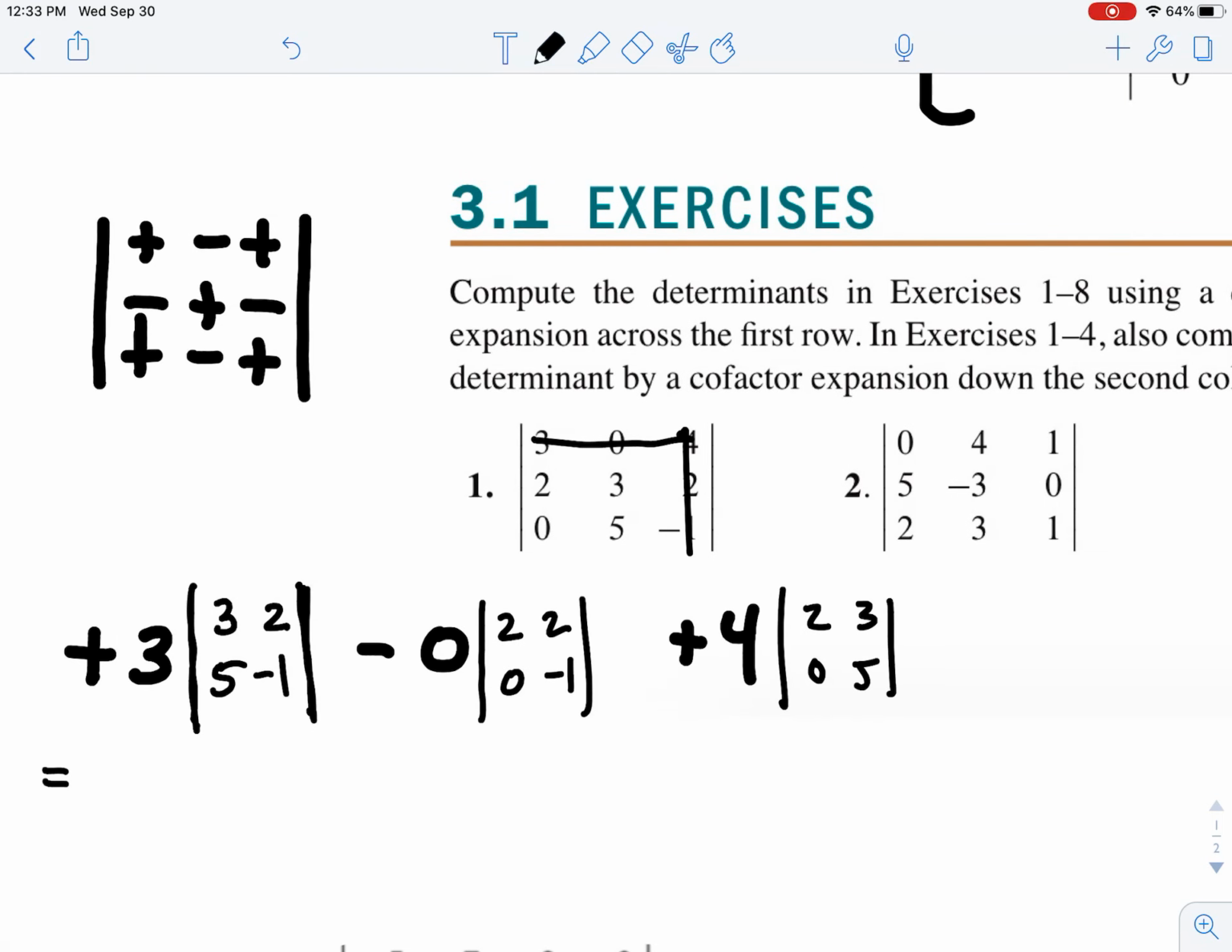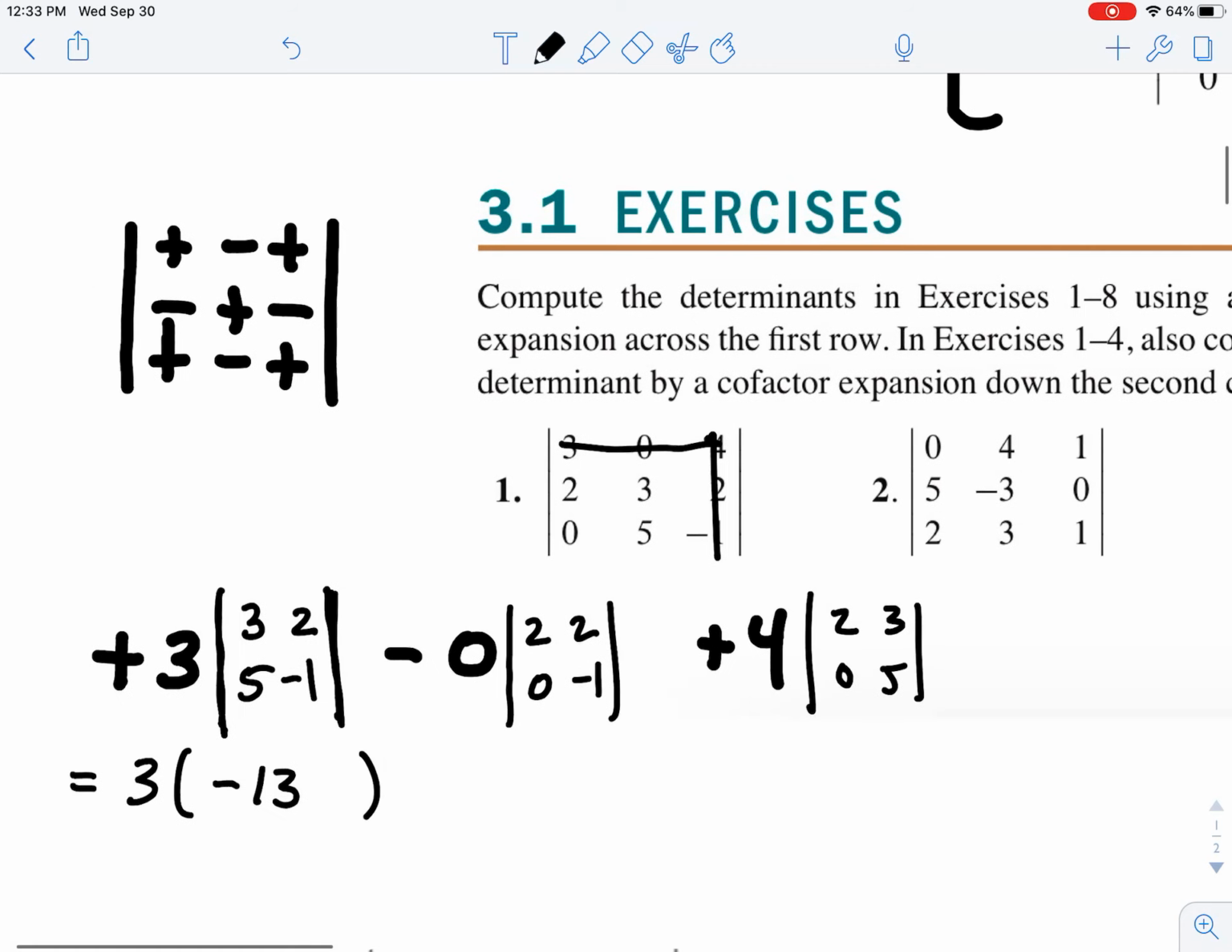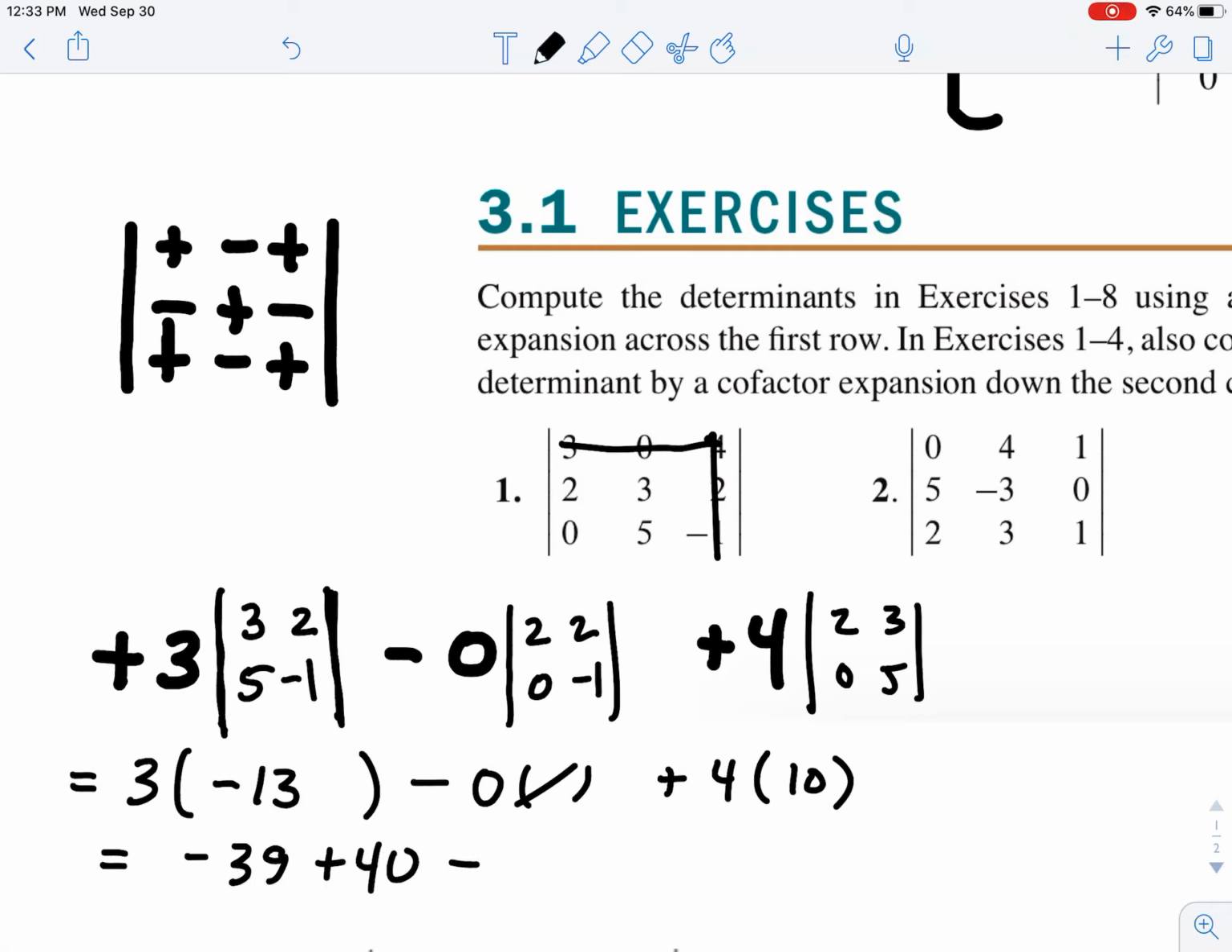And now I'm just going to calculate. I'm going to get 3 times, well, what is that determinant? That's a 2x2 determinant. I'm just going to do the diagonals and subtract. So I'm going to get -13. Here I'm going to get 0 times something, doesn't matter. And then I'm going to get 4 times 10. So at the end of the day, I'm going to get -39 plus 40, which is equal to 1.